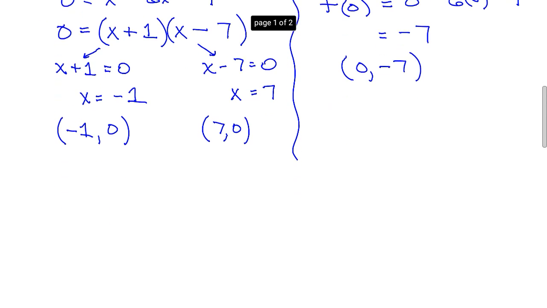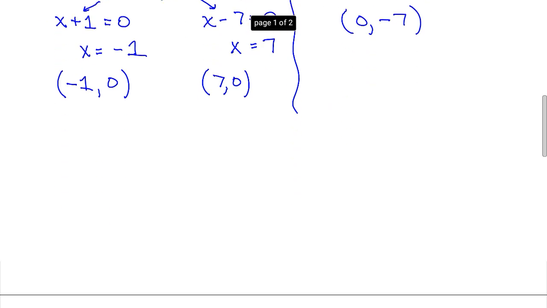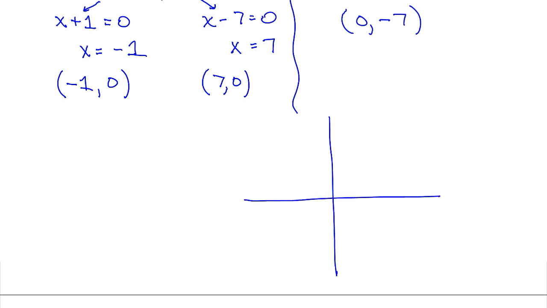Now let's make a little graph based on these points. So we know that we have a y-intercept of negative 7. We have an x-intercept of negative 1. And another x-intercept of positive 7. And we know this forms a parabola. So it's going to look something like this. And we'll do more graphing later in the semester.